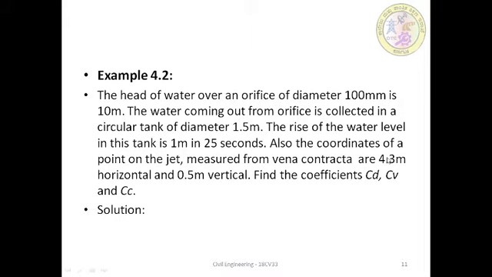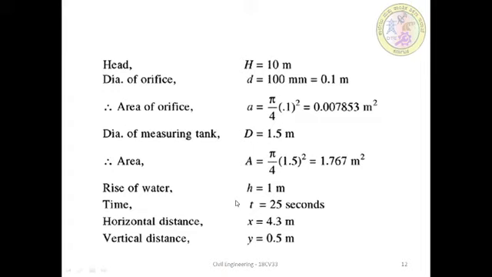Then it is also said that the coordinates of the point on the jet, at the vena contracta, are measured. How much is it? X is equal to 4.3 meter and Y is equal to 0.5 meter. X means the horizontal distance, and Y is the vertical distance, 0.5 meter. With this you will see how CD, CV and CC are to be evaluated.